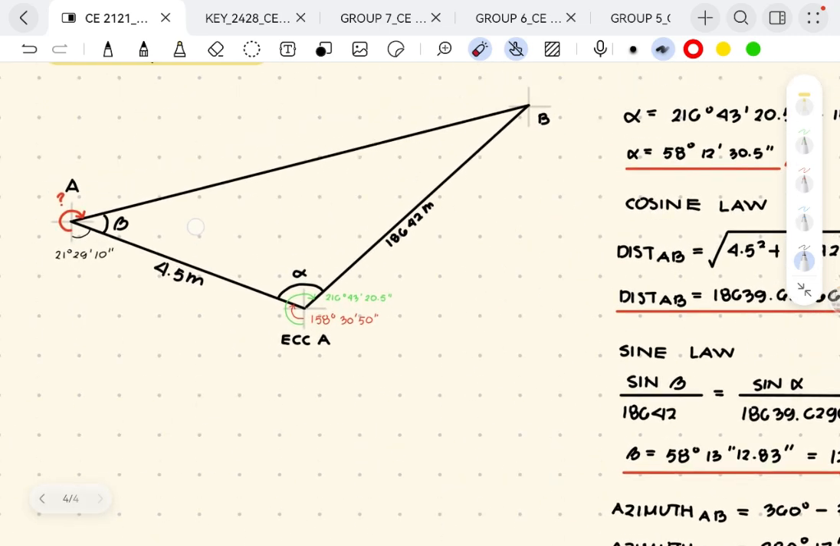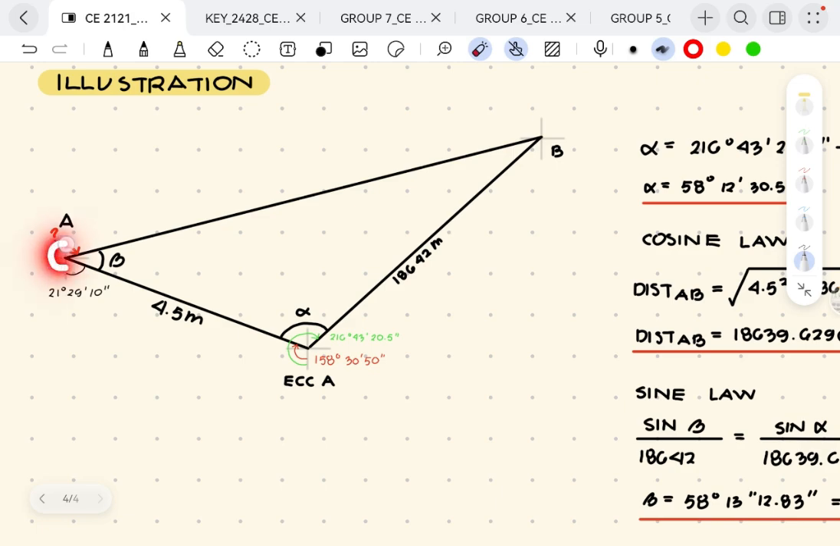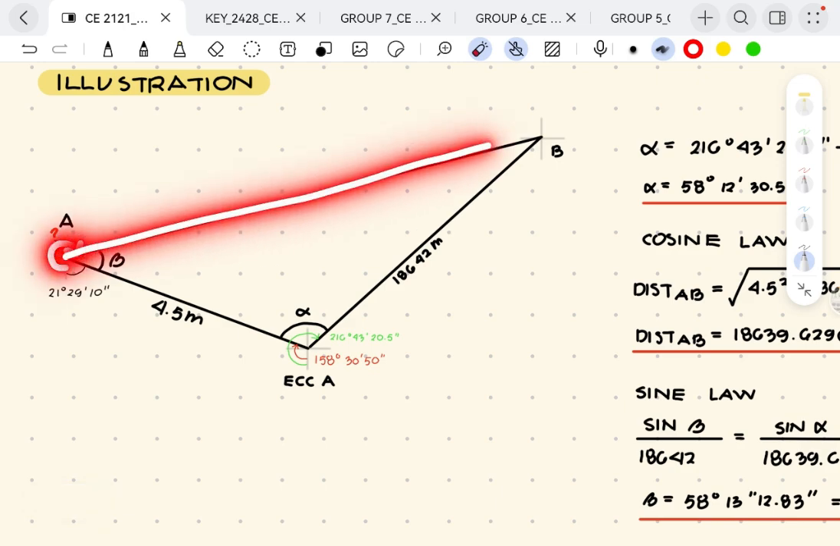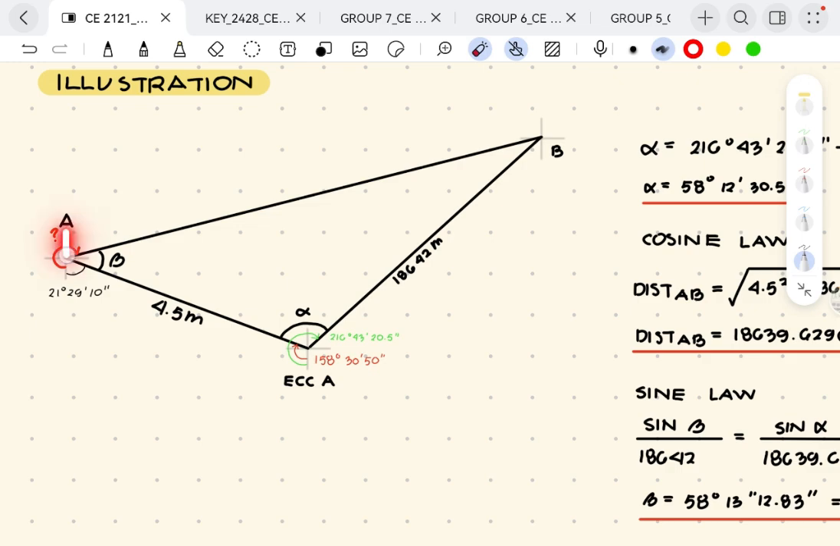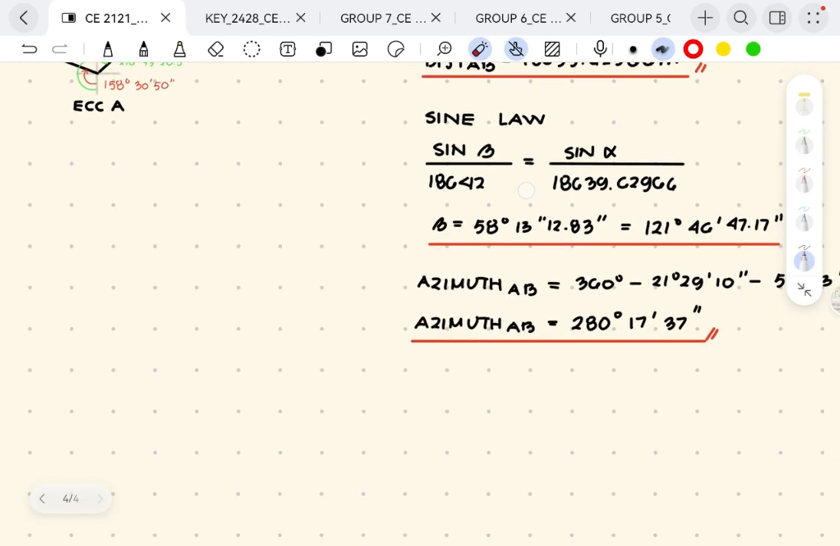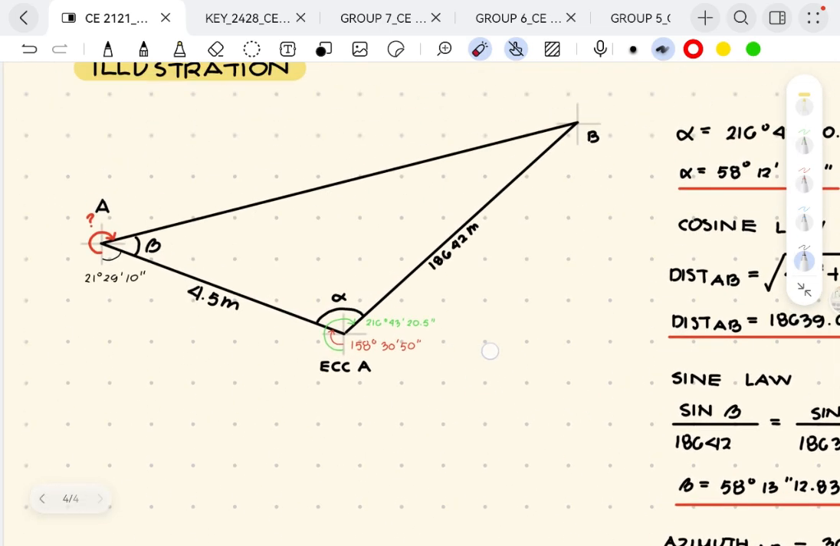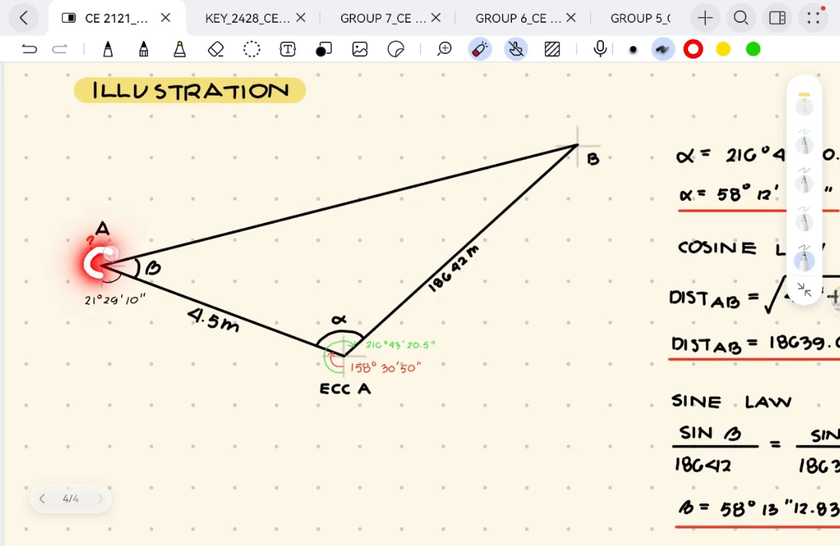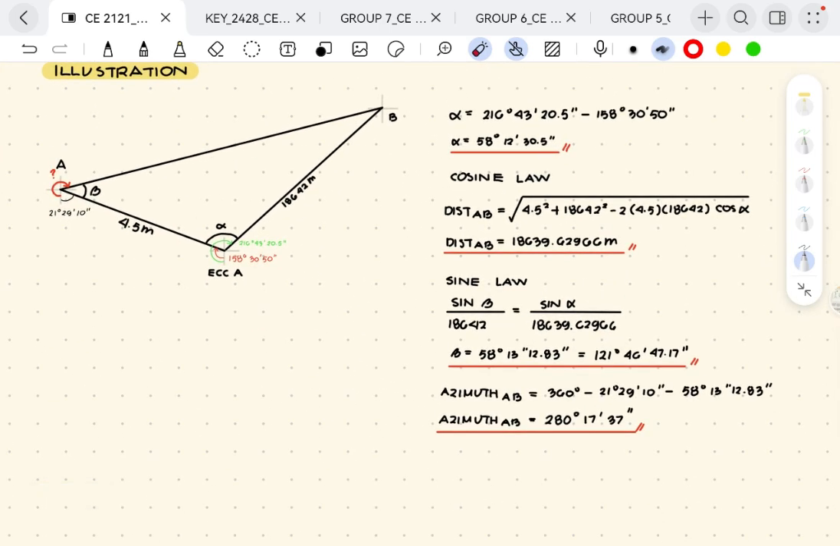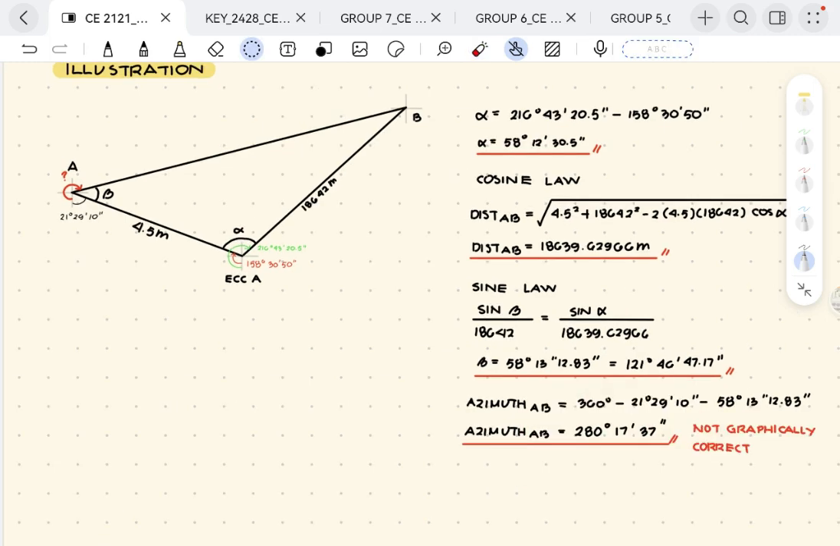So let's go back to our graph. If we are just looking for this angle, which is tilted around this point, between our north and east quadrant, that should be up until 90, 180, and 270. But we calculated an answer of 280 degrees, 17 minutes, and 37 seconds. So this should actually be somewhere here, between the south and east quadrant. So meaning to say, in our graphical representation, our answer is incorrect. So I've indicated here that our answer is not graphically correct.